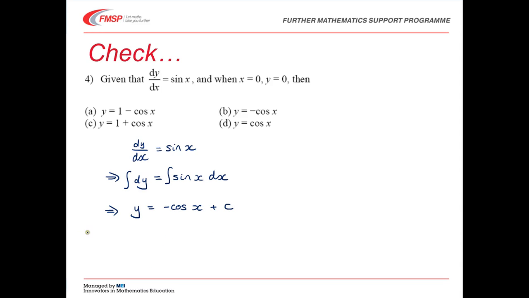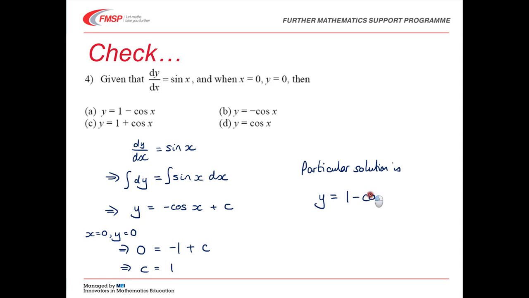Okay, we're told that x is 0 when y equals 0. So that means that 0 equals, cos of 0 is 1, so that's minus 1. And therefore c is 1. Our particular solution is therefore y equals minus cos x plus 1, or 1 minus cos x. And that's option A again.